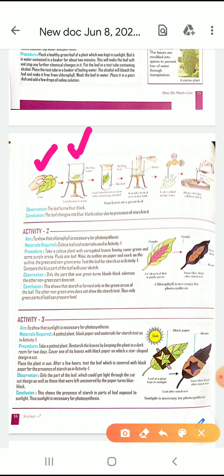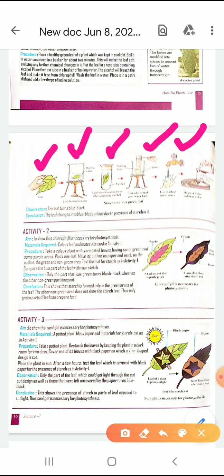In the third step, the leaf is transferred to a test tube which contains alcohol. Now why are you putting it in alcohol? Because alcohol will remove the green color of the leaf and the leaf will become white. Now this alcohol test tube is put in boiling water. As you can see in the diagram, the green color of the leaf is lost and it has become white. Now you wash the leaf in tap water.